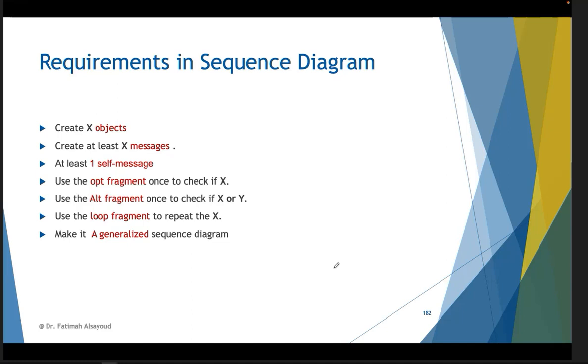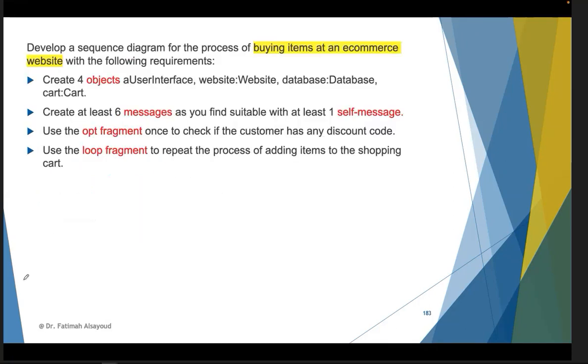Okay, how are we going to deal with the sequence diagrams? Like examples of the questions. For example, you can be asked to draw a sequence diagram of a specific use case with a set of requirements. Let's see an example, and I'm going to go back to requirements. They ask you to develop a sequence diagram for a process of buying an item at an e-commerce website. We want to see how the process of purchasing goods will happen on the e-commerce website.